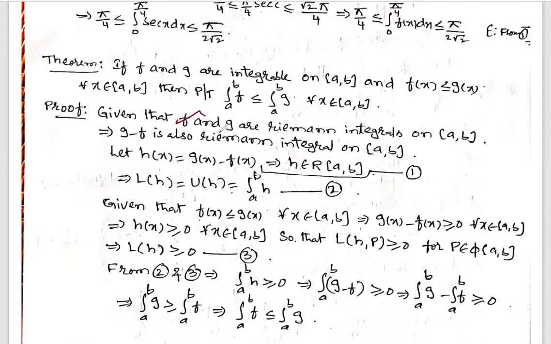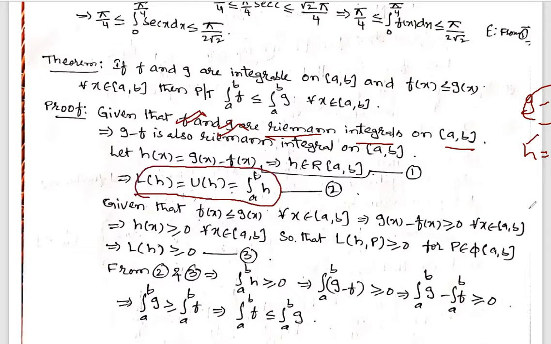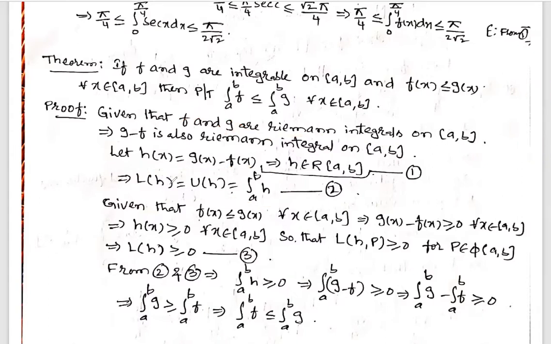What is that? They gave that f and g are Riemann integrable on the closed interval [a, b]. And if f and g are Riemann integrable, g minus f will also be Riemann integrable on [a, b]. Now I'm just taking h as g minus f, where h also belongs to R. So I'm writing L(h) equals U(h), that is normally the Riemann integral. Instead of U(P, f) and so on, I'm putting it in the form of h.